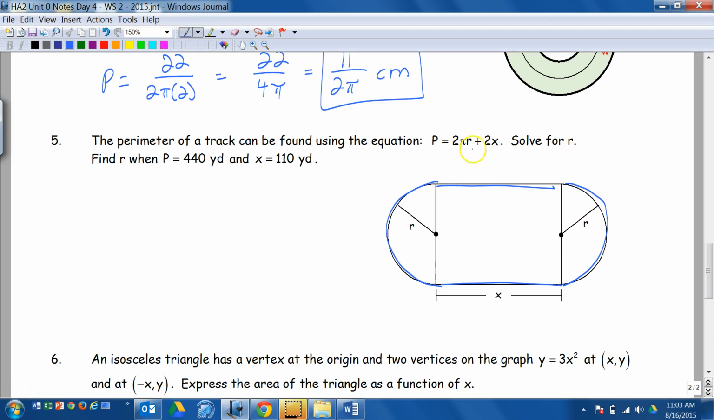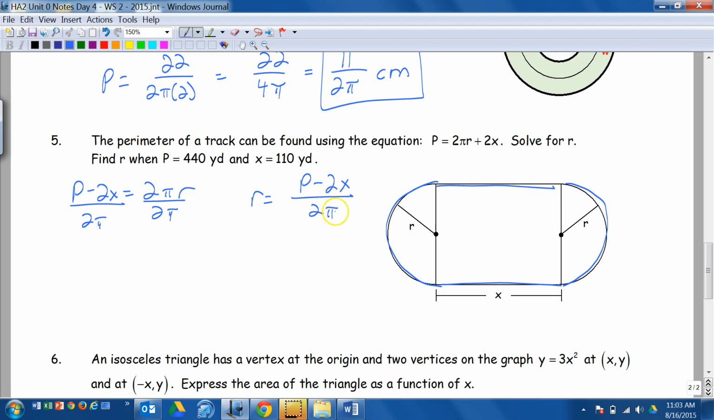Now, solve for r. So again, when you're solving and there's pluses and minuses, first thing you should do is get rid of the thing attached with plus or minus. So subtract 2x, so p minus 2x is equal to 2 pi r. Now we solve for r by dividing by 2 pi. Divide everything. You can leave it like that if you want. So we get r is equal to p minus 2x all over 2 pi. Okay? So this equation will give you the radius of the circular part of the track, if you know the total perimeter and the length of the rectangular portion. And again, pi is constant.